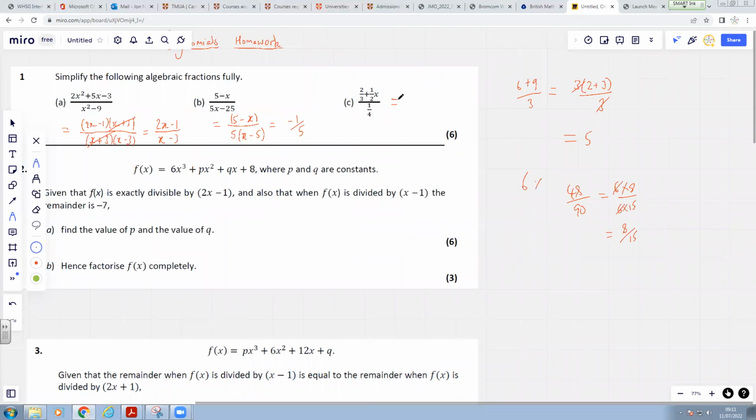Now this one, if we just times by the lowest common multiple of 2, 3, and 4, which I think will be 12. I don't think we can do better than that, can we? Yeah. If we times top and bottom by 12 here, we're going to get rid of all of our fractions within fractions. Now, 2/3 of 12 is 8, half of 12 is 6, and a quarter of 12 is 3.